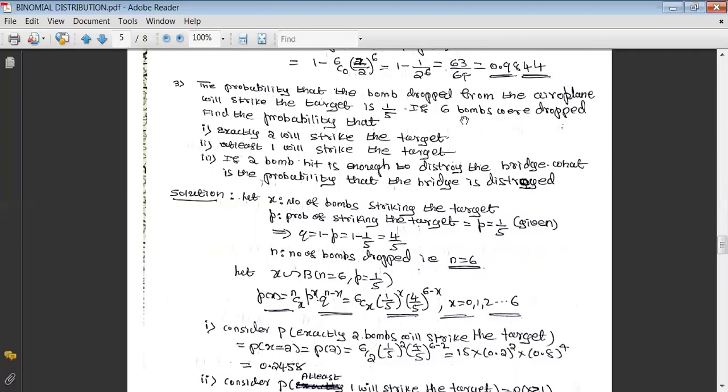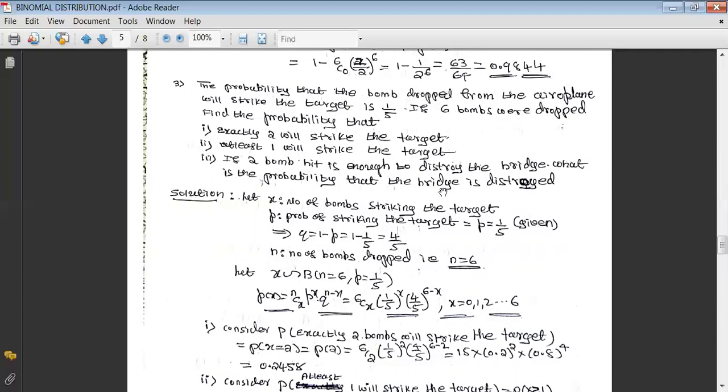That is the probability of striking the target, which is 1 by 5. With this p, we can write q as 1 minus p, that is 1 minus 1 by 5, which equals 4 by 5. Now n is the number of bombs dropped, that is 6.